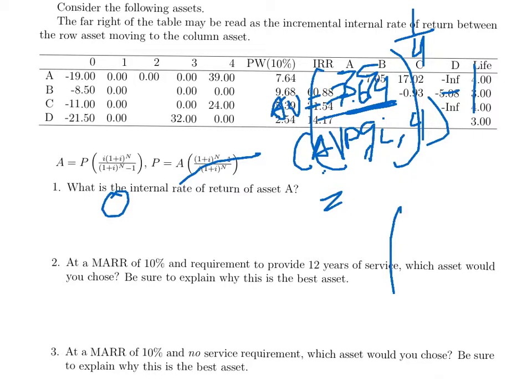So let's go ahead and look now, let's undo that little piece, at question number 3, which is at a minimum acceptable rate of return of 10 and no service requirement. Which would you choose? This is just your basic present worth criteria. All you have to do for this one is go on up to your table of assets and look for the asset that has the highest present worth. It should be asset B, sitting around right there at 9.68, and that's all you have to do.